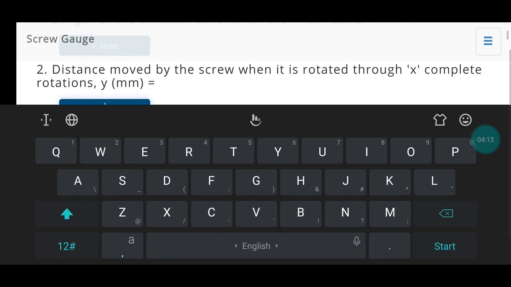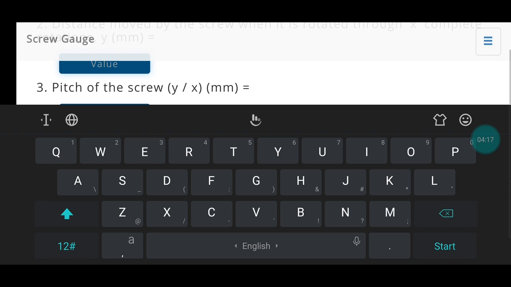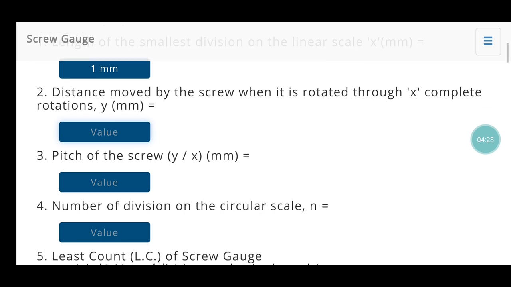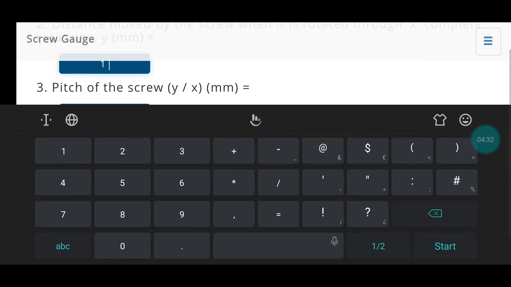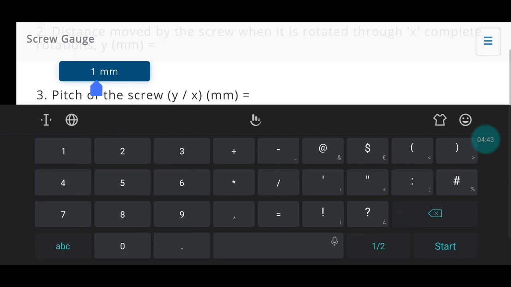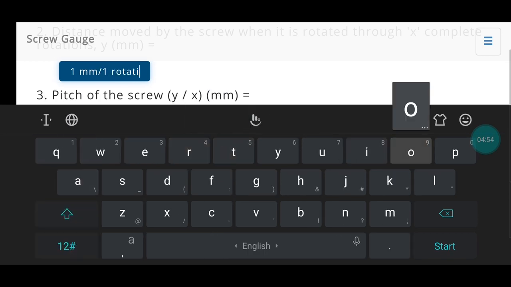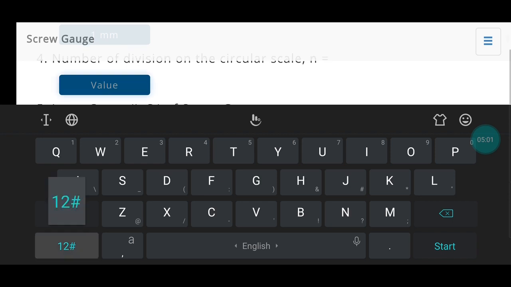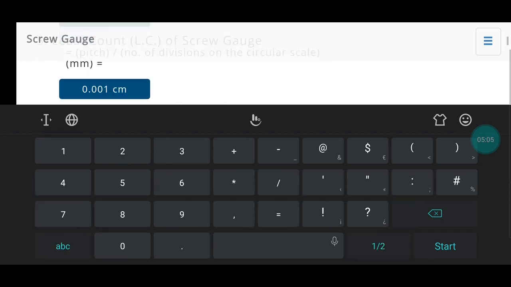Then the distance moved by the screw gauge in one complete rotation is 1 mm. The pitch of the screw is 1 mm. Actually, it is saying 1 mm per 1 rotation. Next, we have the number of divisions on the circular scale, which we take as 50. So the least count will be 0.01.